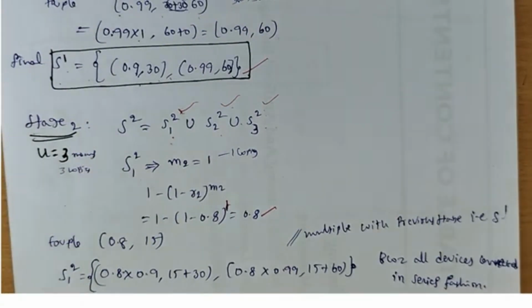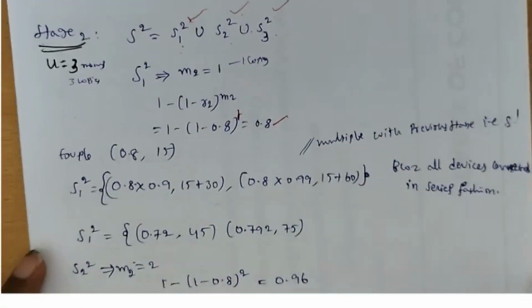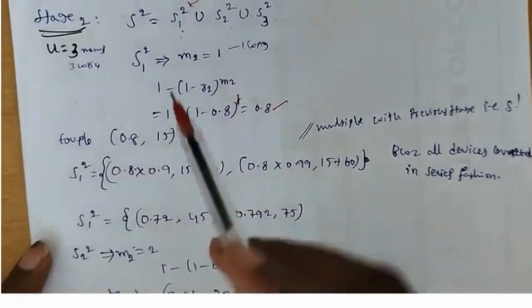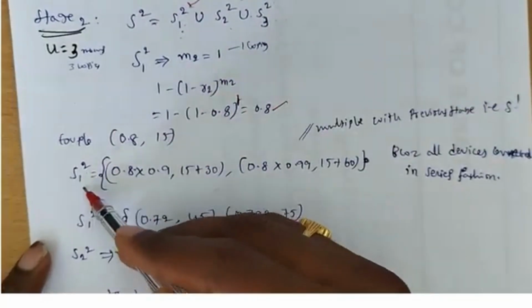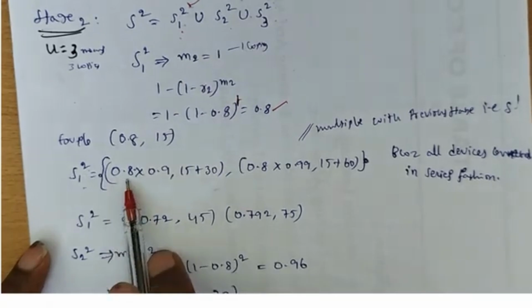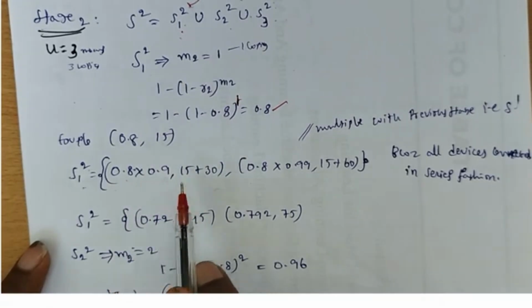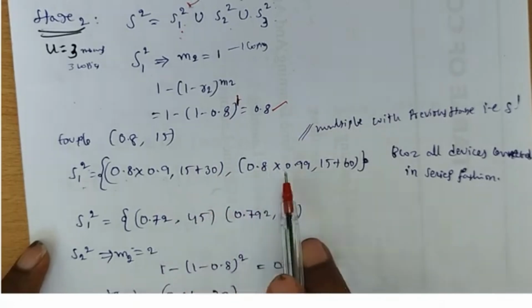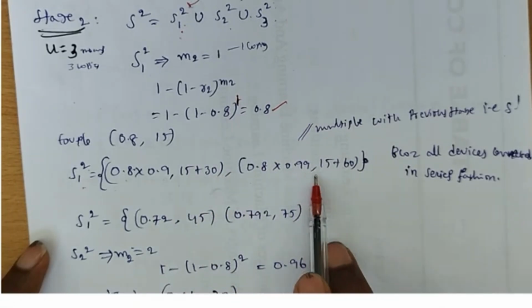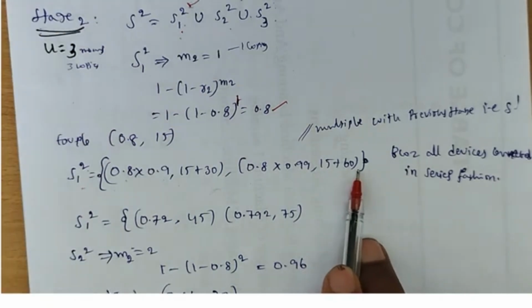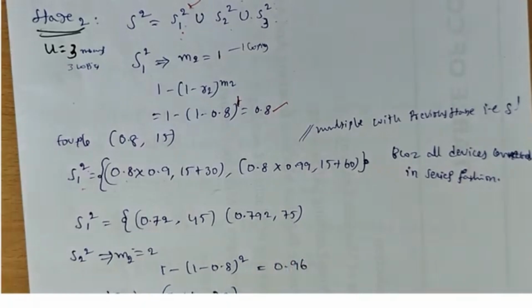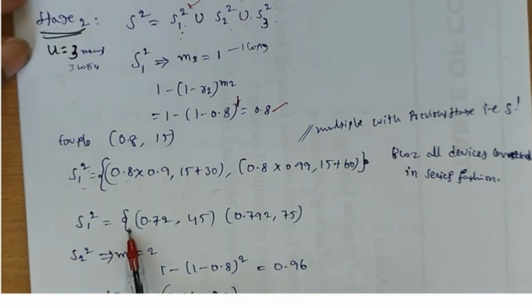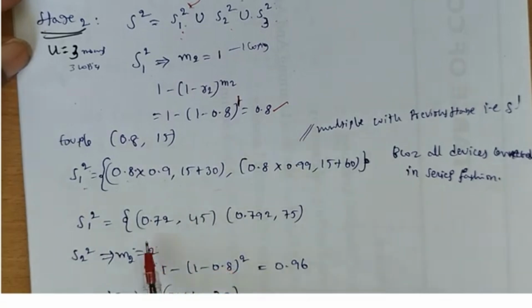Here I am finding s square base 1. What is the base 1 value? 0.8 into 0.9 comma 15 plus 30, and 0.8 into 0.9 comma 15 plus 60. Why 15 plus 60? Because all the devices are constructed in a serial fashion. So s square base 1, after performing this equation, the value is 0.72 comma 45.